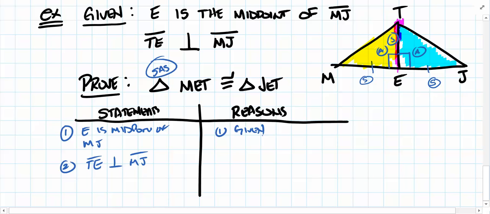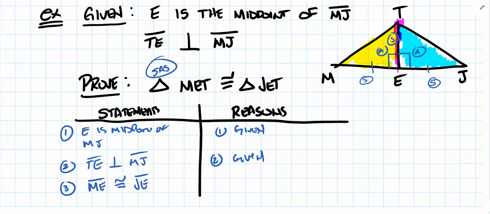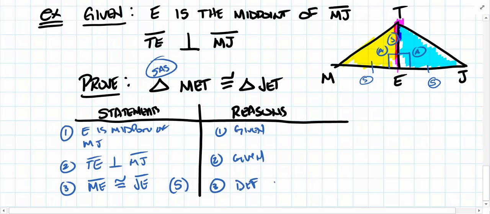ME is congruent to what? EJ. I didn't mean to number that differently. So I have ME congruent to EJ. And that's a what? A side or an angle? That's a side. And why is that true? Because it's the definition of a midpoint. Very good. Okay, so far I have a side, and my plan is side angle side.